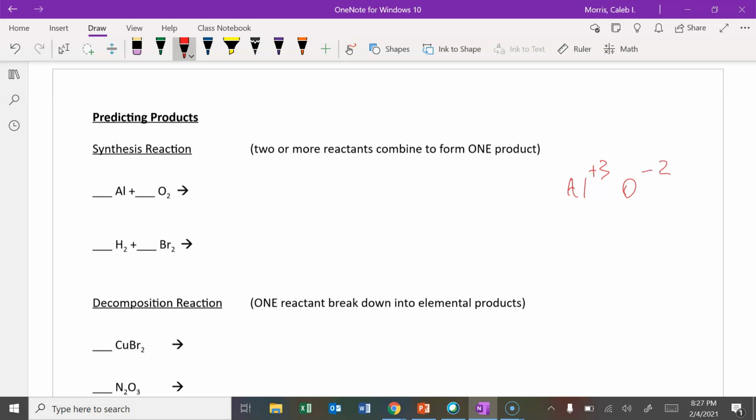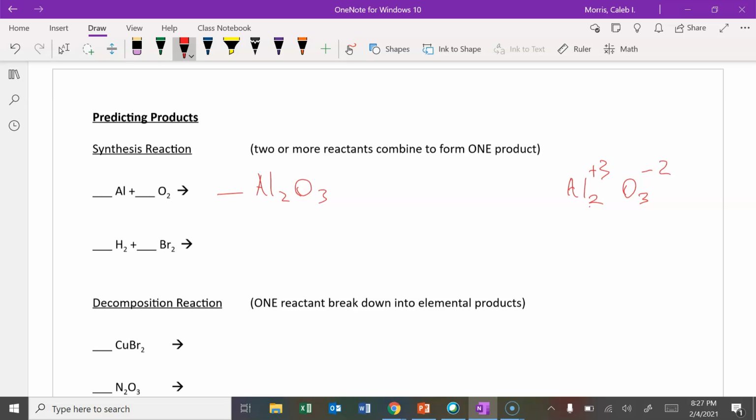Alright, now I need to do my crisscross to make the charges balance. So the 2 is going to go on the aluminum, and the 3 is going to switch from aluminum to the oxygen. Al2O3 is the correct formula. Check to make sure that that can be reduced, and it can't. A 2 to 3 ratio cannot be reduced. So we're going to write Al2O3. All that's left now is to balance it. We'll come back to that in a minute.